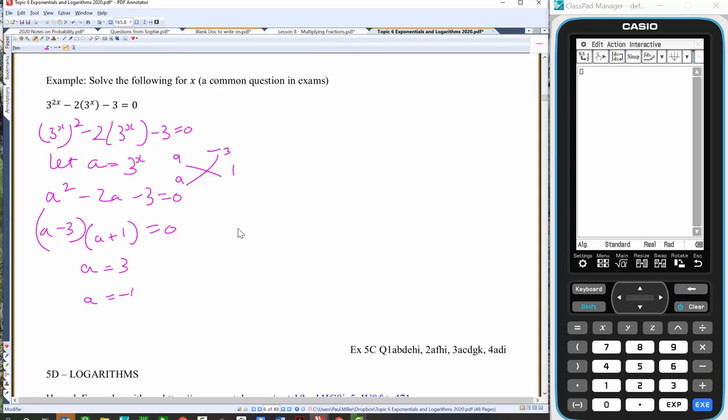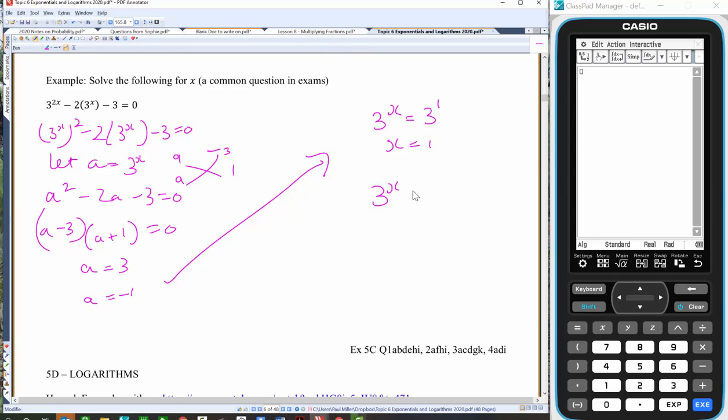So I'm going to continue this over here and say that 3 to the x, so I'm going to sub a for 3 to the x again, is equal to 3, and that can be written as 3 to the 1. Therefore, x is equal to 1.